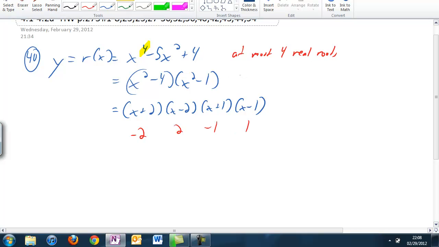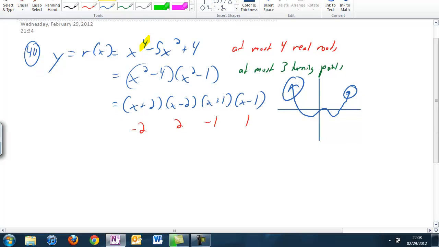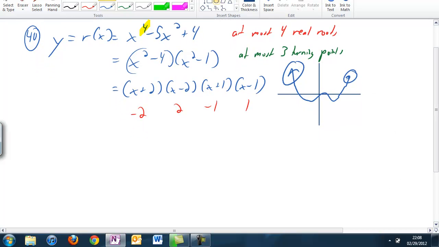I also know that there are at most 3 turning points. I know that a graph with a positive coefficient and an even degree is going to do something like this, coming in from quadrant 2 and going out in quadrant 1. So keeping that in mind, let's sketch a graph.